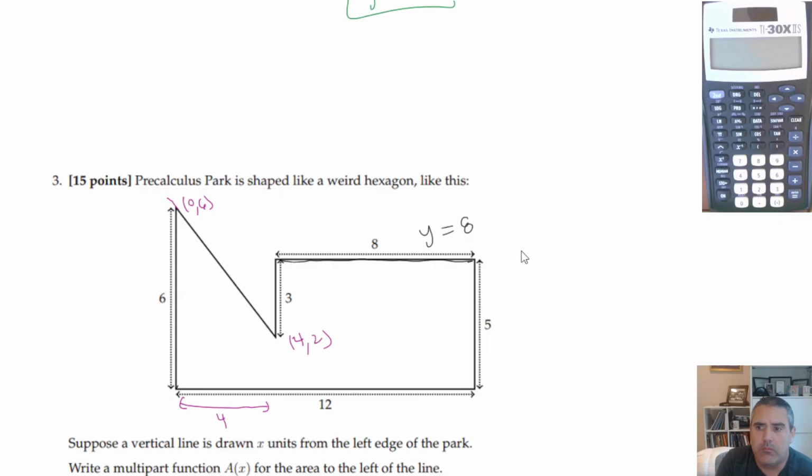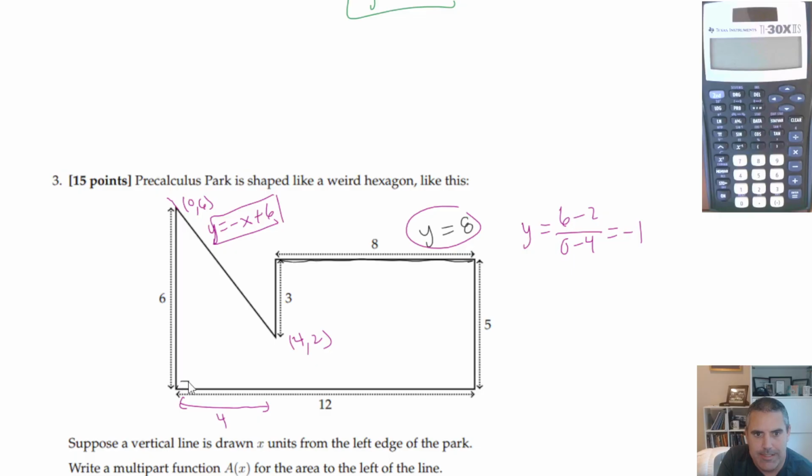Okay. So step 1, we would find the equation for that line. We already have the equation for this line. Let's find the equation for the other line. 6 minus 2 over 0 minus 4. It's going to be negative 1. So y equals negative x plus 6. Now I have the ability to label. So if this is x, then this is 6 minus x, or negative x plus 6. So let's find that area.